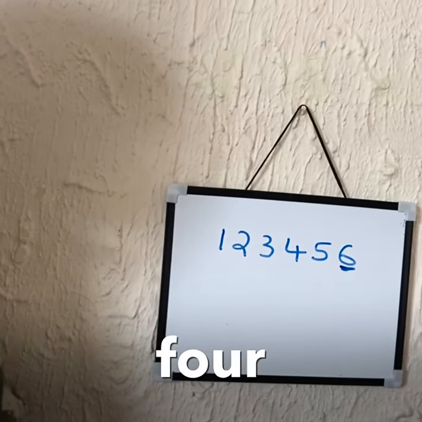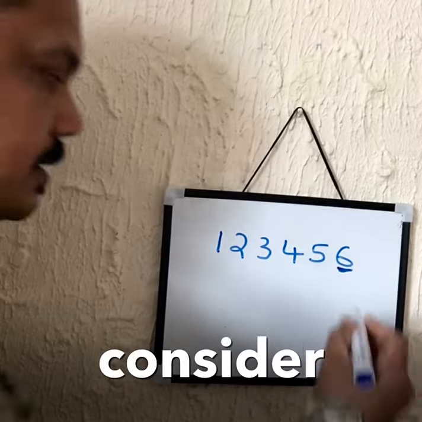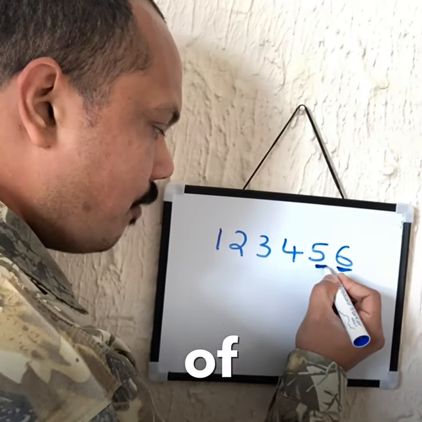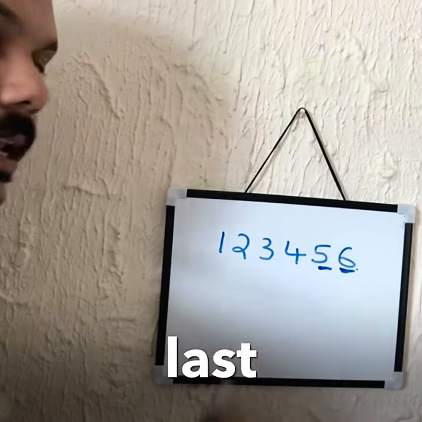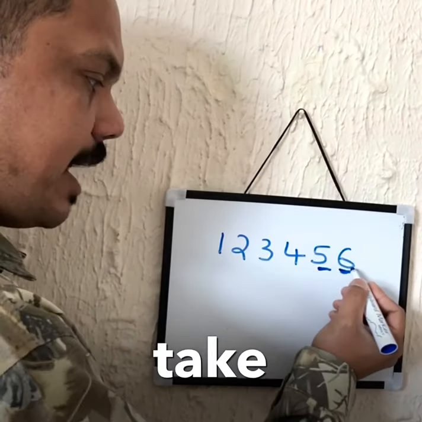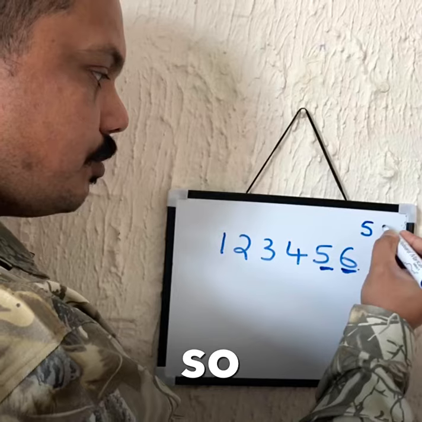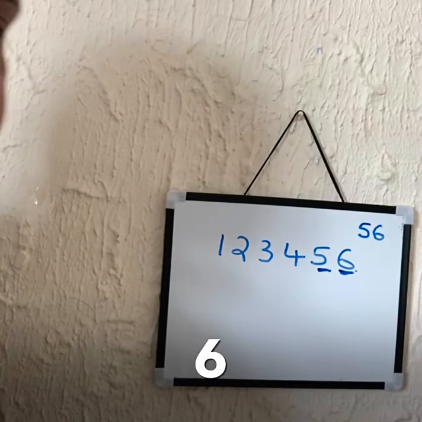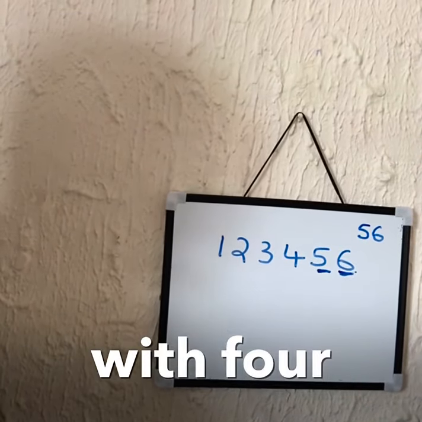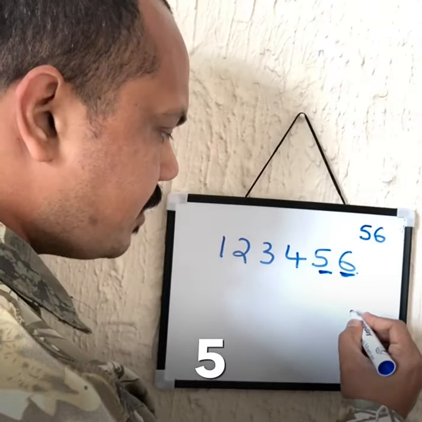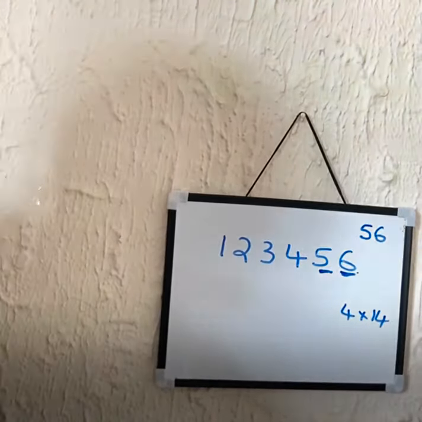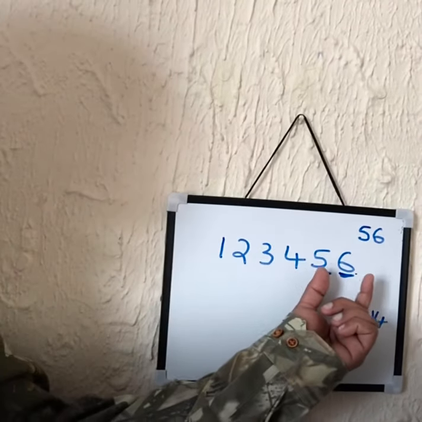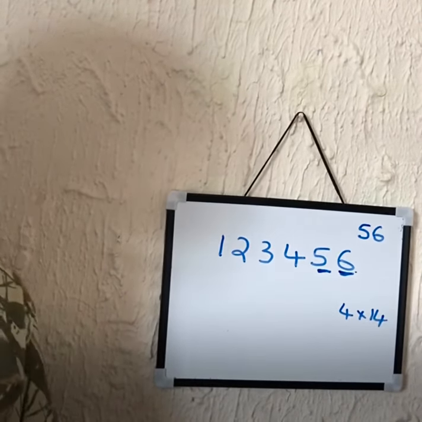Now in the case of 4, as I told you, you need to consider the last two digits of the number. However big the number is, you should always consider the last two digits, and you should take this as a single number. So let's check whether 56 is divisible with 4. Well, you should know that 56 is 4 into 14. So definitely 1, 2, 3, 4, 5, 6 is divisible with 4.